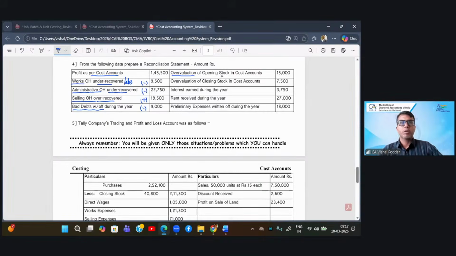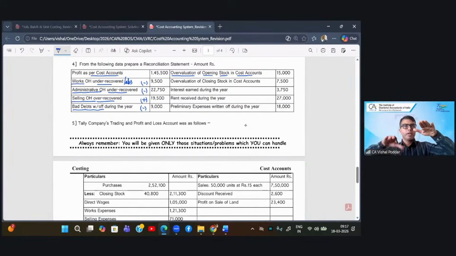Then comes the next adjustment. It is of overvaluation of stock. Which stock is overvalued? Opening stock is overvalued. Where is it overvalued? In costing books. Now, please understand the effect. Opening stock is a debit item, and the debit item is higher in costing books. If debit is higher in any set of books, like here it is higher in costing books, what is the impact of higher debits? The impact of higher debits is that profit is less.